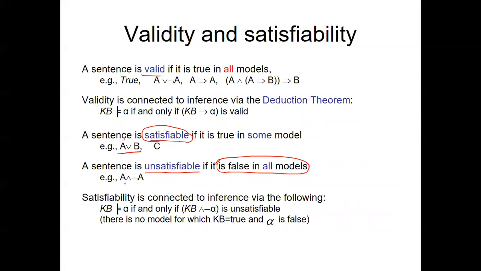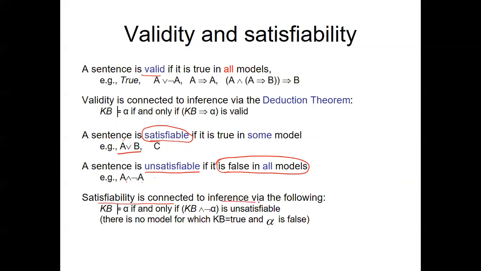For example, A and not A will always be false. If A is true, not A will be false, so A and not A will be false. If A is false, not A will be true, and then false and true will also be false. So here is one example of unsatisfiability.